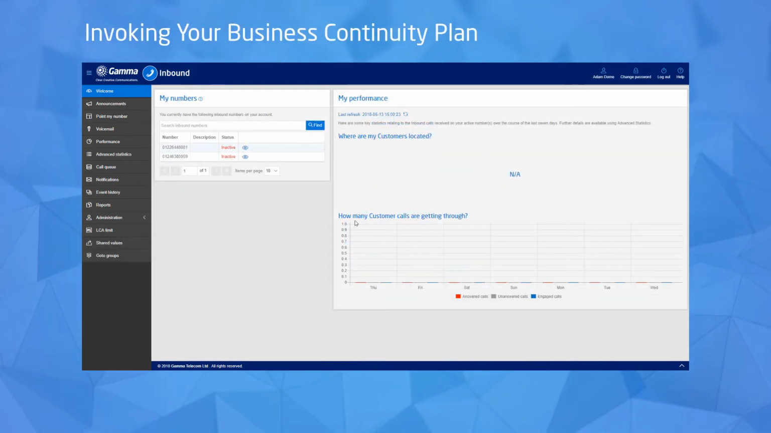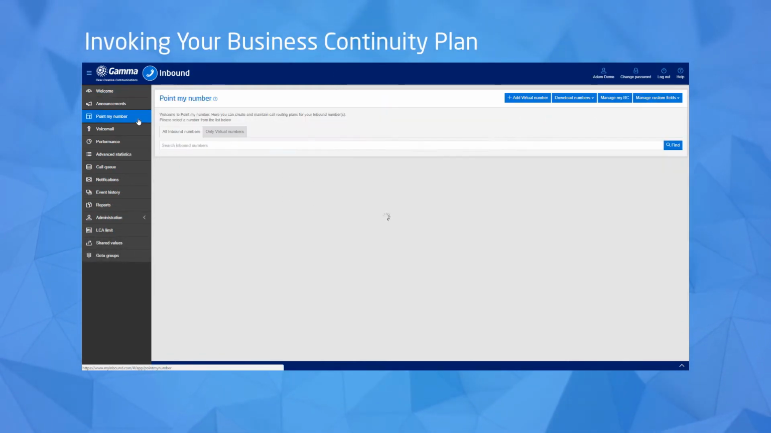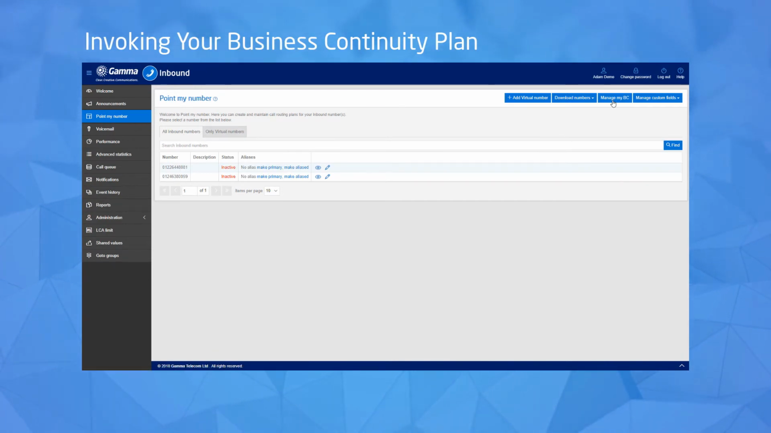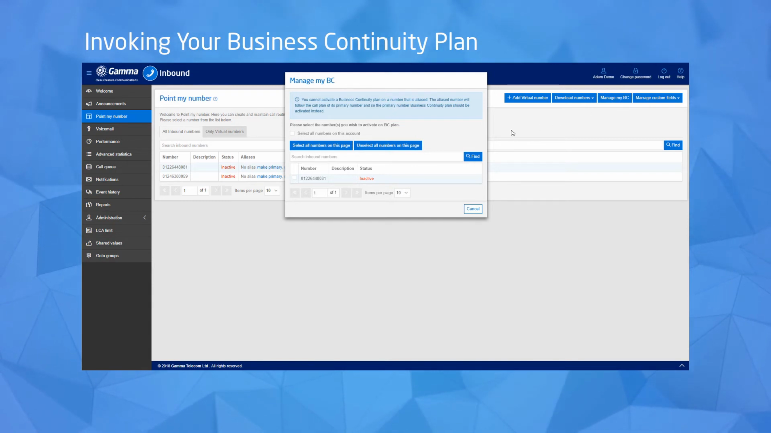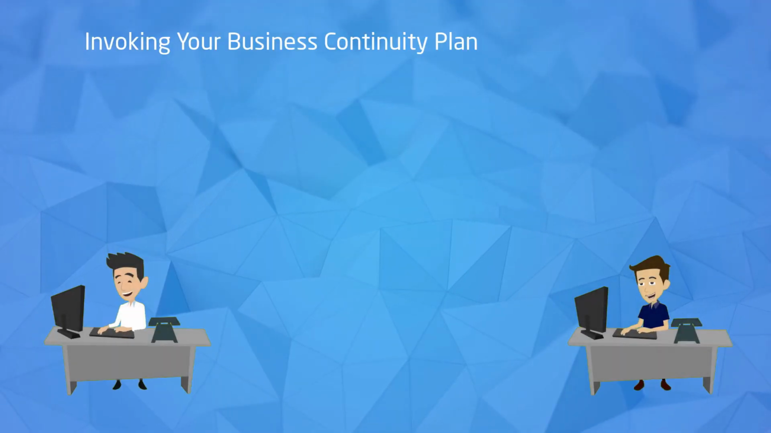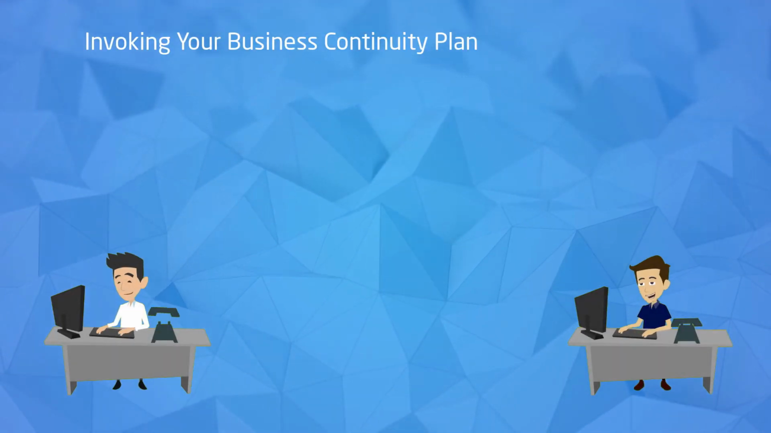To activate this plan in an outage situation, you can then go to Point My Number, and you can then activate all plans for all numbers on the endpoint at the same time by clicking the Manage My BC option. This lists the number within a business continuity call plan. Each number may have a different plan, and then tick Select All and invoke business continuity.